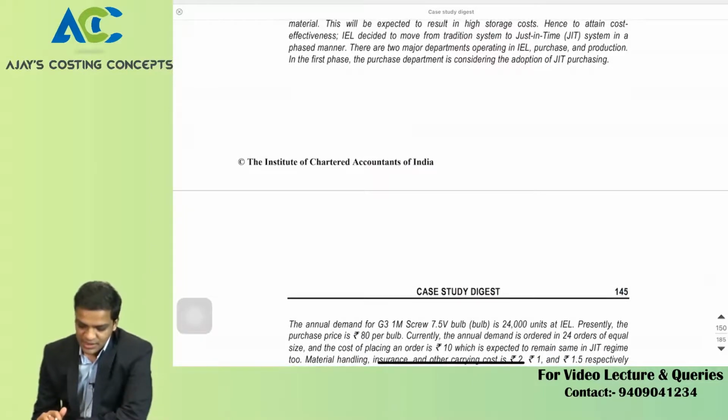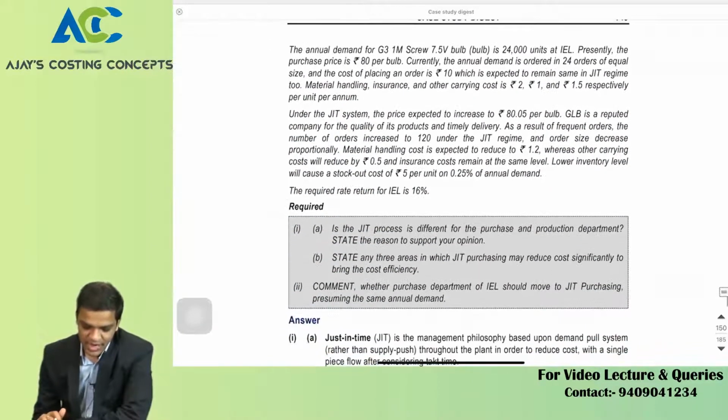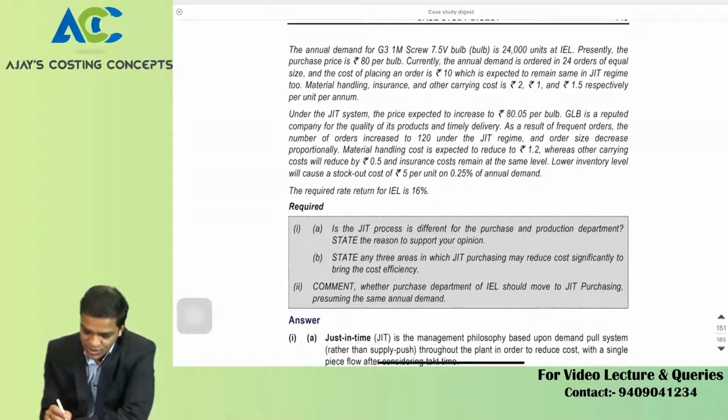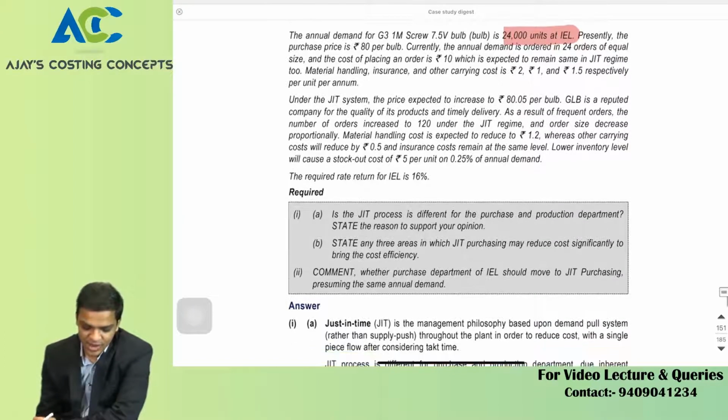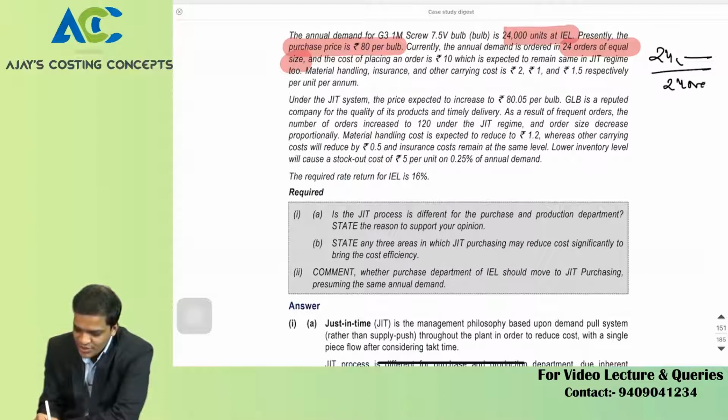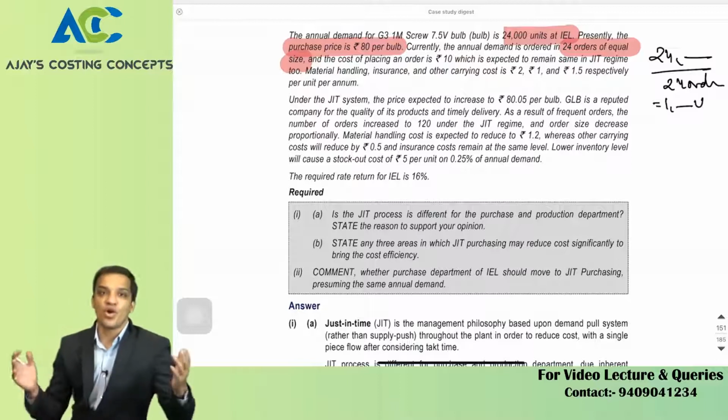the purchase department is considering the adoption of just in time purchasing. The annual demand for G3 1M screw is 24,000 units at IEL. So we require 24,000 units annually, right? Presently the purchase price is 80 per bulb. Currently the annual demand is ordered in 24 orders of equal size. So basically 24,000 units are ordered in 24 orders, so we have 1,000 units per order. That is what we are ordering, right?